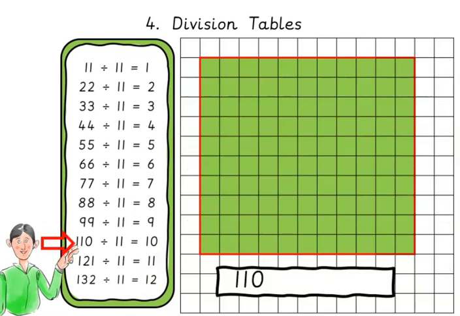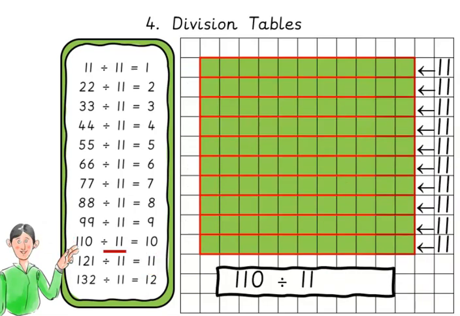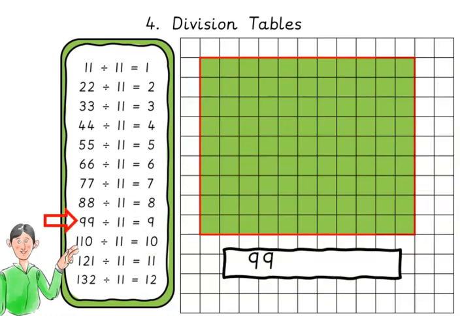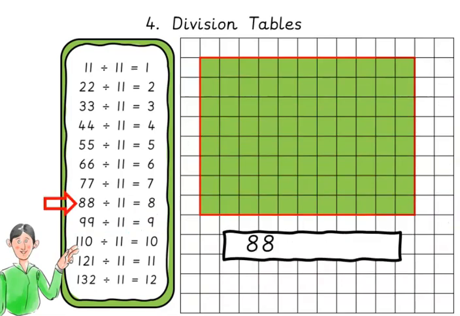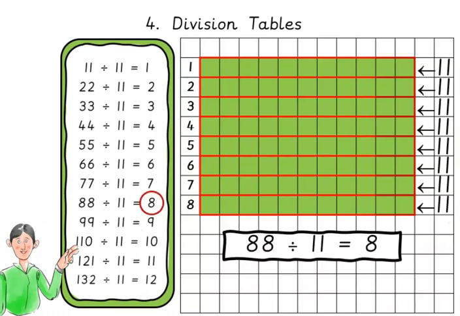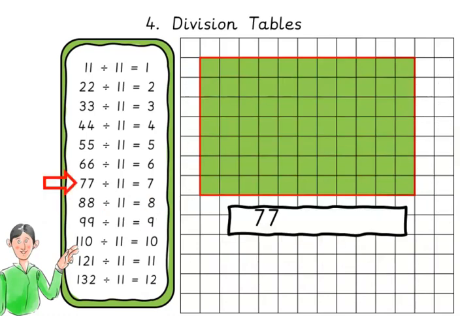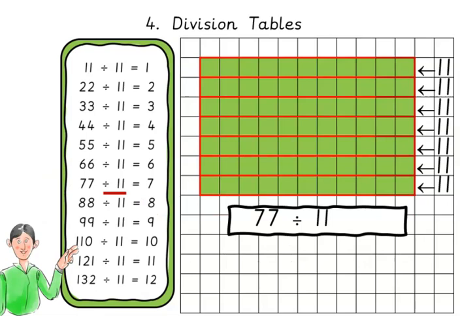If we take 110 and we divide it by 11, or split it into groups of 11, we will get 10 groups of 11. 110 divided by 11 equals 10. 99 divided by 11 equals 9 groups of 11. 88 divided by 11 equals 8. If we take 77, split it into groups of 11, there will be 7 groups of 11. 77 divided by 11 equals 7.